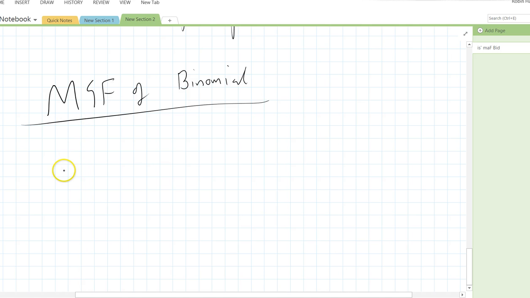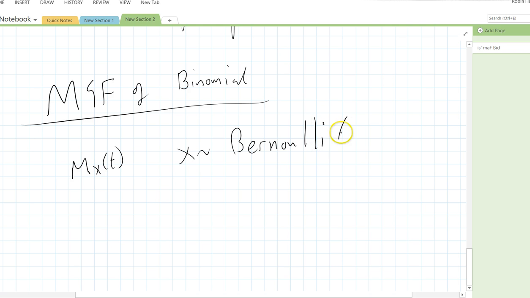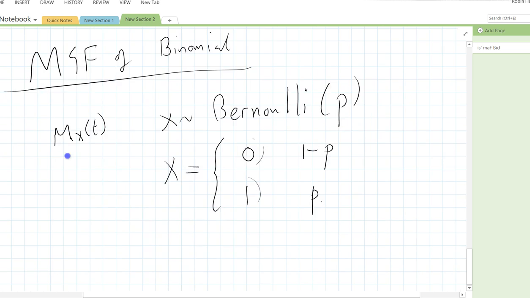Okay, so what I'm going to do is work out the moment generating function M_X(t), where X is distributed as a Bernoulli with parameter p. So what does that mean? That means that X only has two values, it's either 0 or 1. 0 is failure and 1 is success. So it fails with probability 1 minus p and succeeds with probability p. So it's like tossing a coin or something.